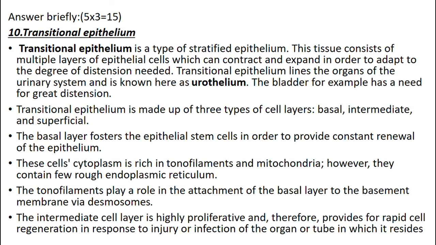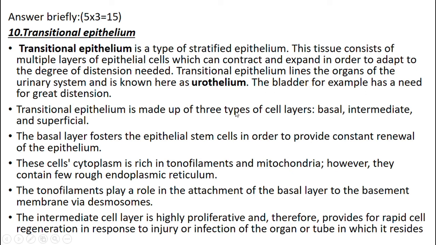Peritoneal ligaments. Next is the transitional epithelium. Transitional epithelium is a type of stratified epithelium, a tissue of multiple layers of epithelial cells which can contract and expand in order to adapt to the degree of distension needed. The transitional epithelium lines the organs of the urinary system and is known as uroepithelium. The bladder, for example, needs a greater distension.